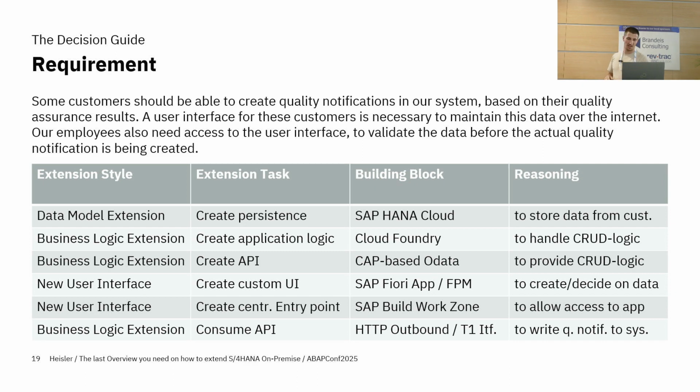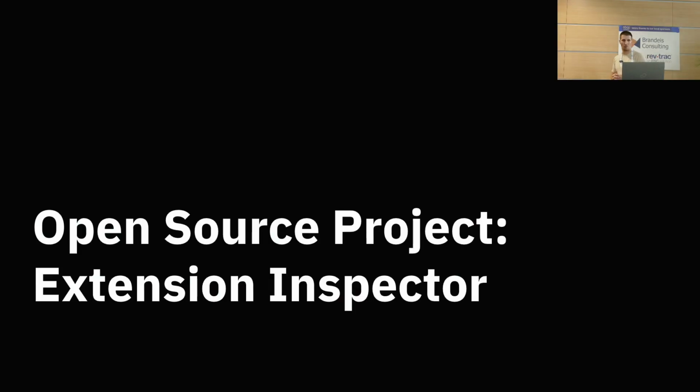I have no idea. But one more thing I wanted to show you today is a small open source project I created some months ago. It's the so-called extension inspector. Because in my opinion, from what I've seen, there are two big problems. The first problem was I never knew what to choose when. This is how I solved it with the decision guide.